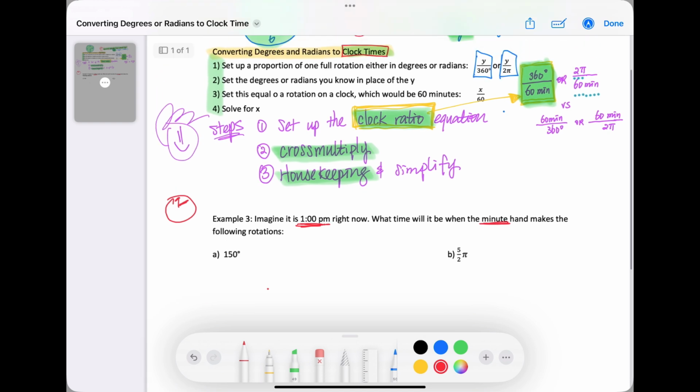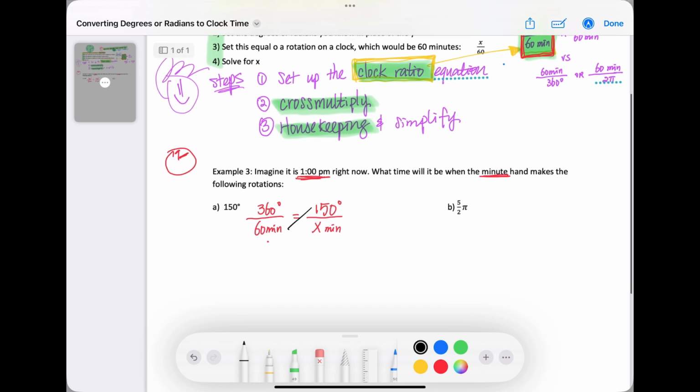So what you see is what you got. We mentioned in the classroom, location. The 360 degrees over 60 minutes is our key. We are going to set up an equation. So you got 360 degrees over 60 minutes, and that is equal to, now recall, I am given the 150, so the 150 has to be on top, because it's the location over how many minutes, which I don't know yet, so that will be an x. Step 1, done. What is my step 2?